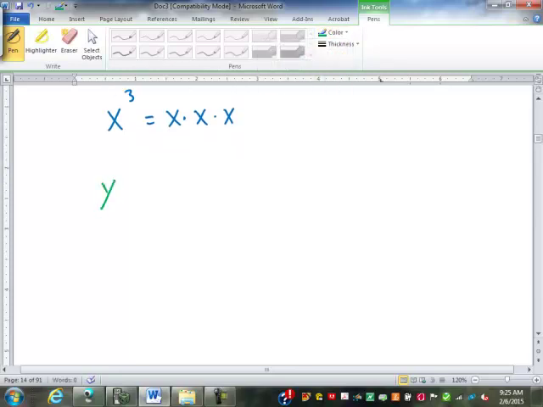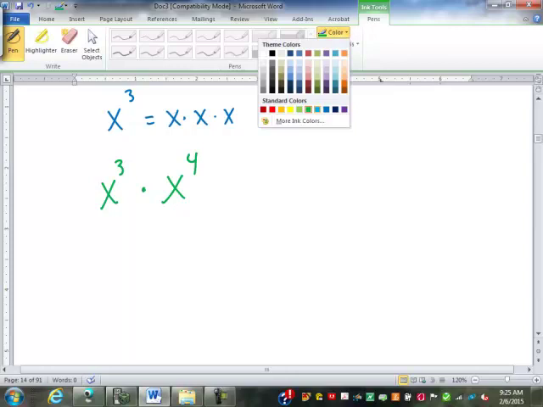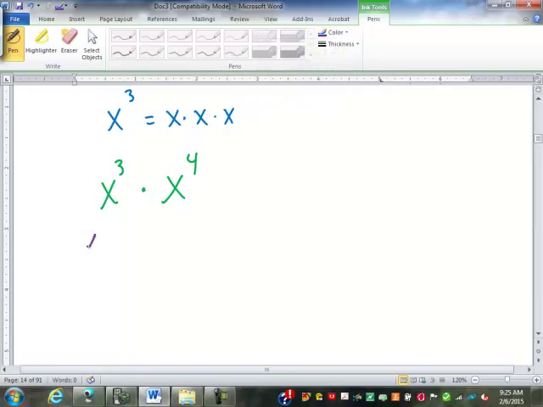So what if we had x to the third times x to the fourth? Well, the x to the third is just 3 x's multiplied together. X to the fourth is just 4 x's multiplied together. If we multiply them all up, we get, well, there's 7 x's multiplied together, x to the seventh.